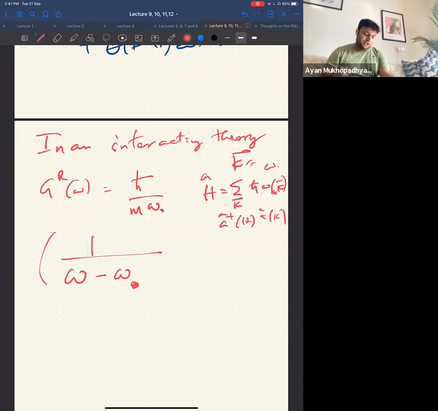All right. What you get is that if you look in a general interacting theory, you expect a structure of this kind.